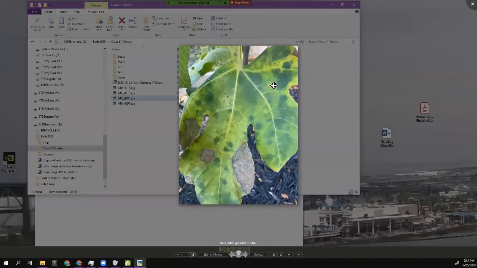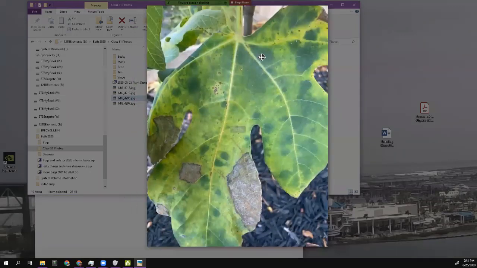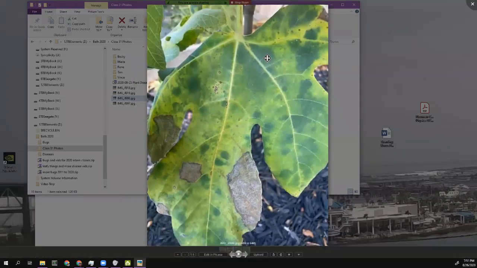Beth? Okay, this is a mallow, yes? Is that mine? Yeah, a fig. That's my fig. Oh, okay. Yeah, fig.